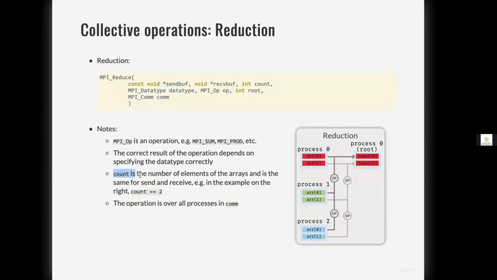So count is the number of elements of the arrays, and is the same for the sender and the receiver. So in this case, count will be 2. And again, the operation, the root process, and the communicator.